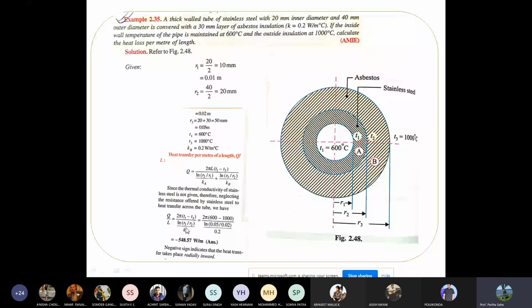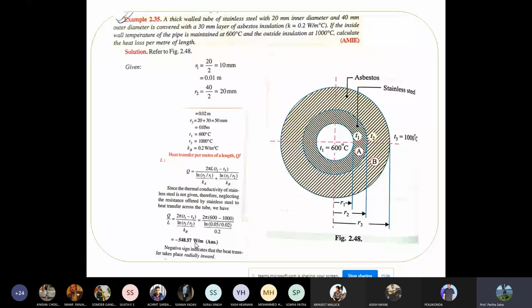R3 you know, R2 you know, Kb you know, you put these values, and then you know T1 minus T3, then you can calculate minus 548.57. Now why is it a negative sign? Because you can see here heat transfer happens radially inwards. Because of the insulation, it is not losing heat outside. It is actually happening in the inward direction, that is why the negative sign comes. If it was positive, then it is lost to the outside.